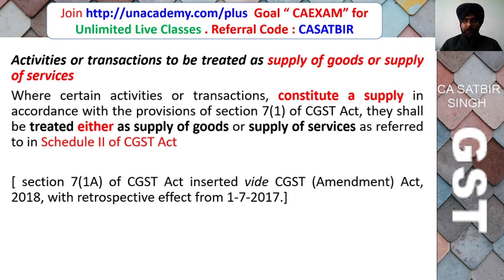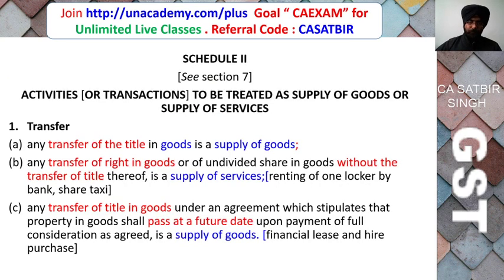Activity or a transaction to be treated as supply of goods or supply of services. Where a certain activity or transaction constitutes a supply in accordance with the provisions of section 7, it shall be treated as either supply of goods or supply of services. So you have to refer to schedule 2, which says which activity will be termed as supply of goods and which activity will be termed as supply of service. So this is schedule 2, which says how you will treat the transaction to be supply of goods or supply of service, because there are different GST rates for supply of goods, and for supply of service there are different GST rates, and the time of supply provisions are also different for goods and for service.